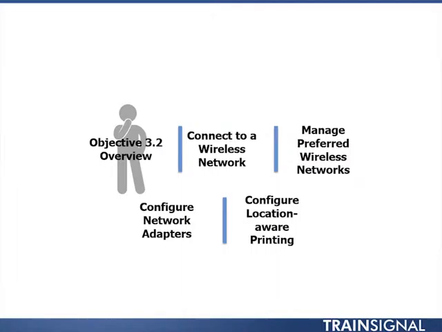This lesson maps to Objective 3.2 in the 70-687 Microsoft Certification Exam. This objective has 4 sub-objectives: connect to a wireless network, manage preferred wireless networks, something that doesn't actually exist anymore, so that won't take long, configure network adapters, and finally configure location-aware printing. That last one is a really cool new feature of Windows 8.